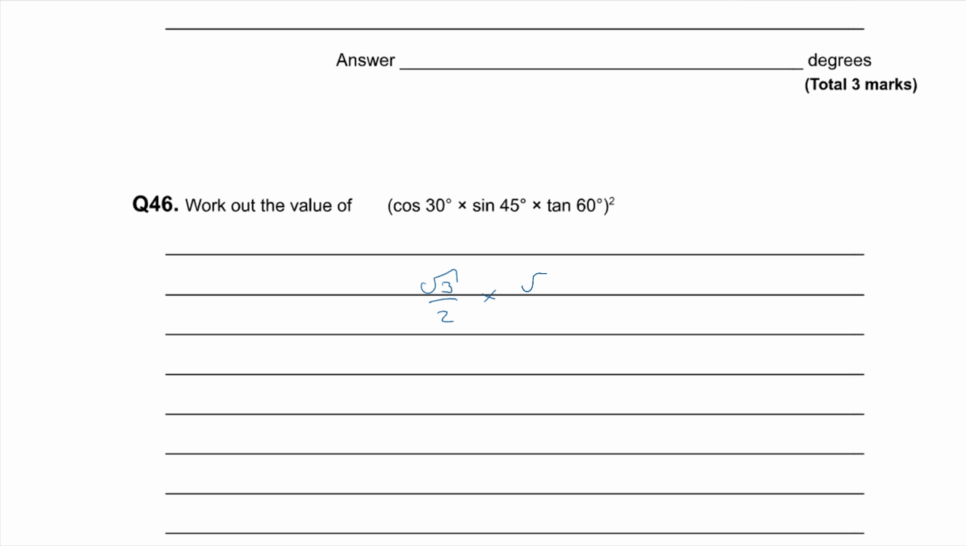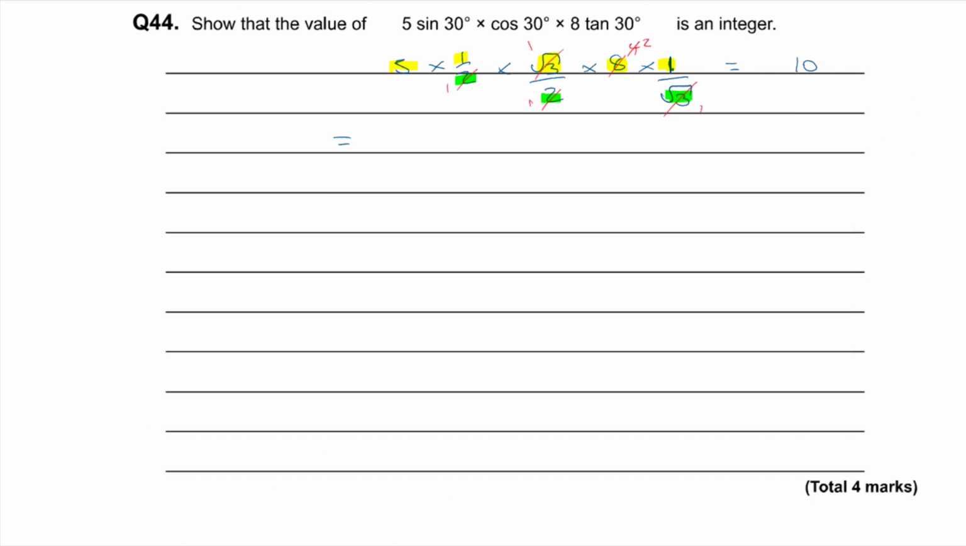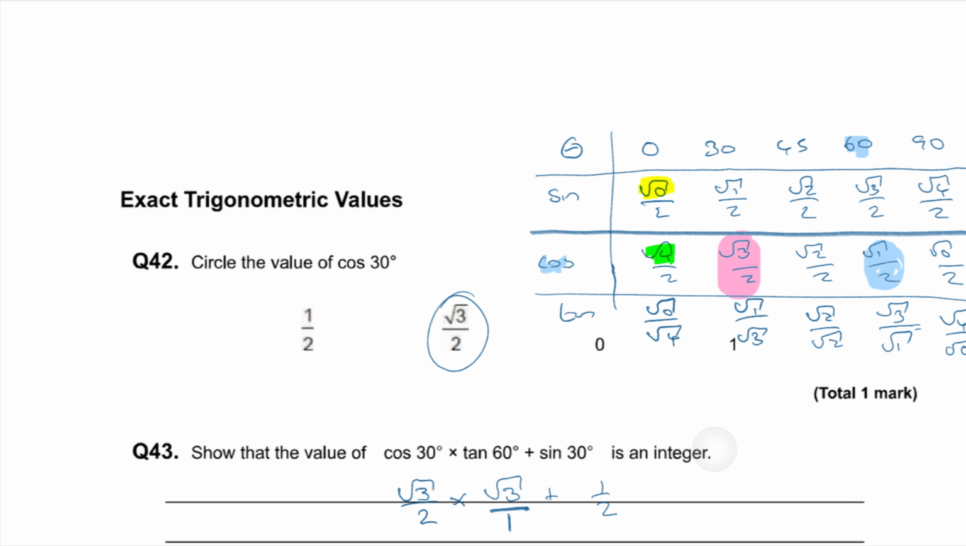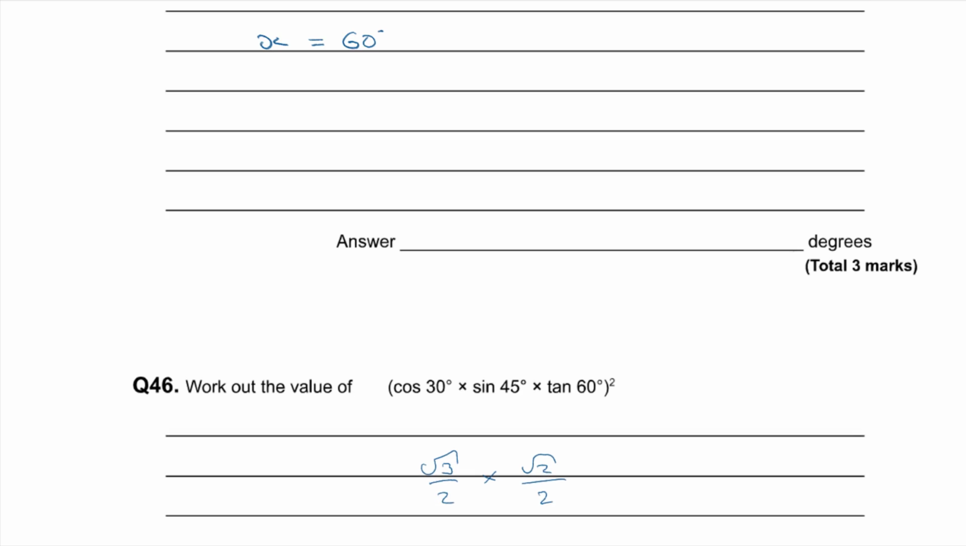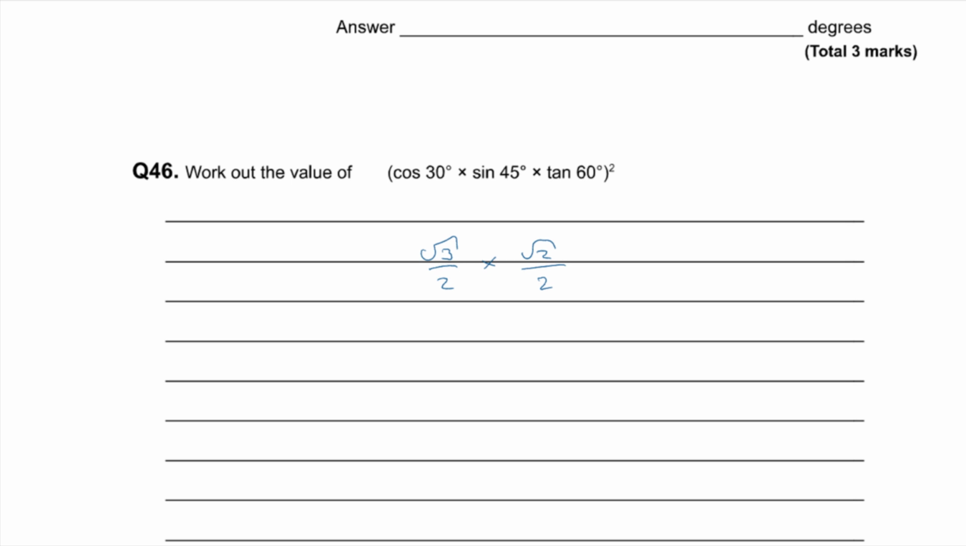So times root 2 over 2. And the tan of 60, that was root 3 over root 1, which is just root 3. So times root 3. And then we're squaring that.